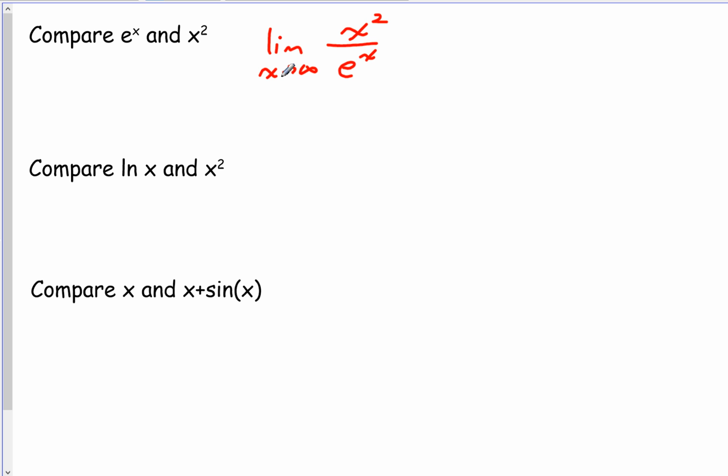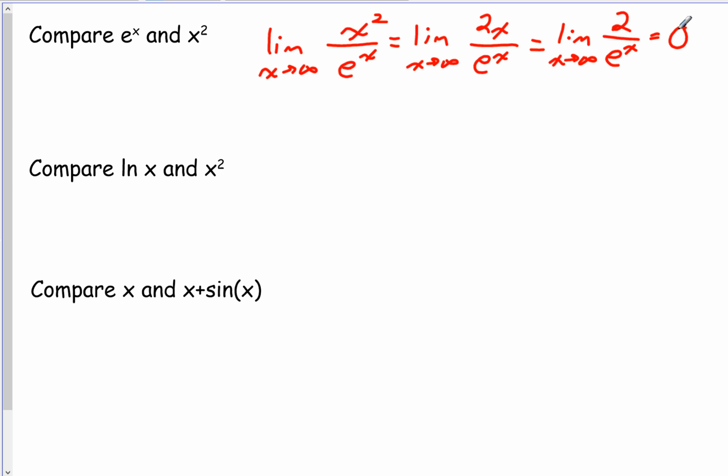My limit is as x goes to infinity, so I could use L'Hopital's rule. There's the limit as x goes to infinity of 2x over e to the x. Still infinity over infinity, so I can do L'Hopital's rule again. Limit as x goes to infinity of 2 over e to the x, and as x goes to infinity, this is 0. So e to the x is faster.